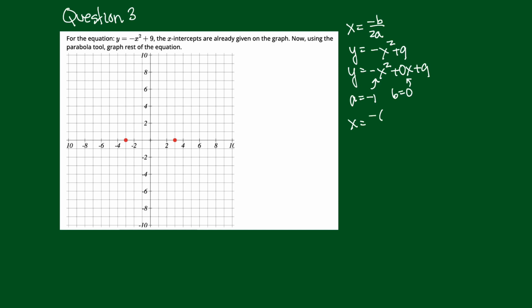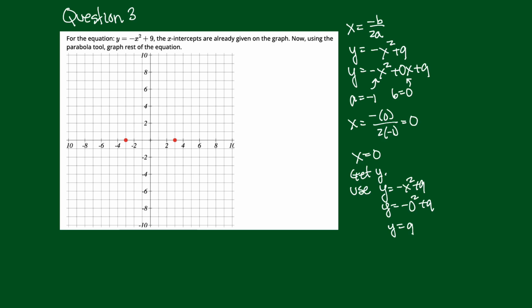So what's the x-coordinate? The opposite of b. Now, b is 0 over 2 times a, which is negative 1. This is just going to be 0. So the x-coordinate is 0. Now, I have to get the y-coordinate. Okay, so to get y, just use the formula. Y is equal to negative x squared plus 9. I get y is equal to negative 0 squared plus 9. So y is equal to 9. So the vertex is here at 0, 9.